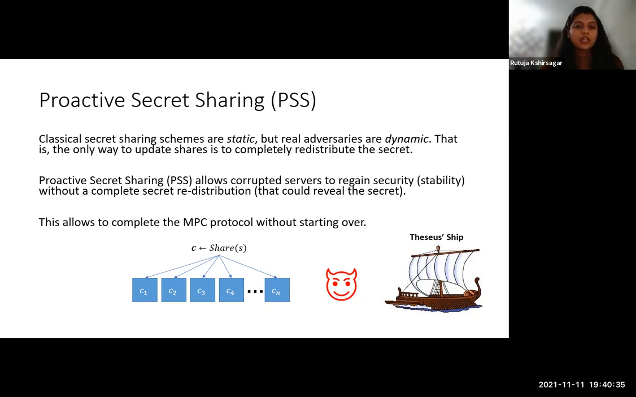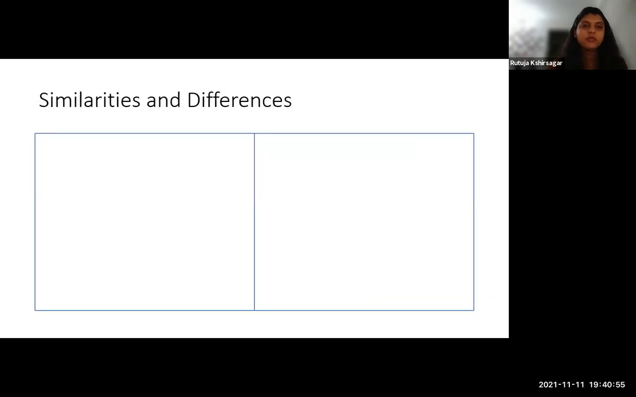So let's say our adversary still had access to information at servers C2, C3, and C4. Because of this timely update, the adversary loses access to each of the servers and therefore cannot find out any information about the secret. Let us observe some similarities and differences between proactive secret sharing and regenerating codes.